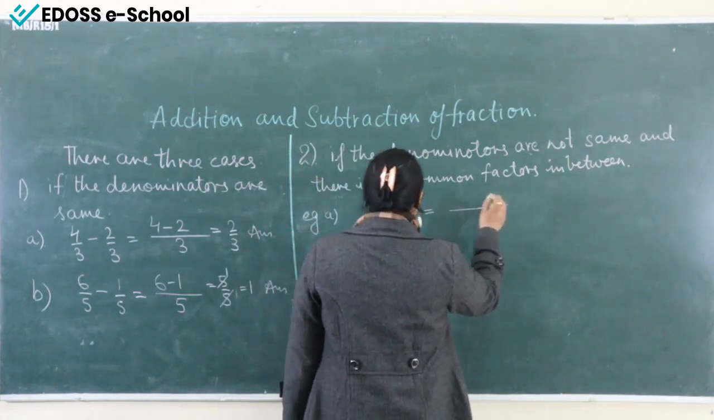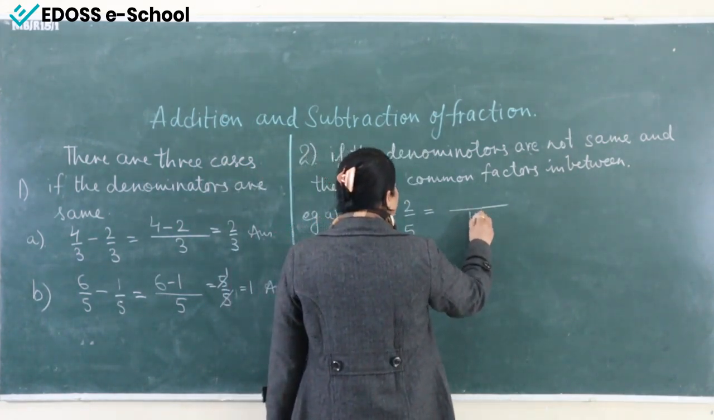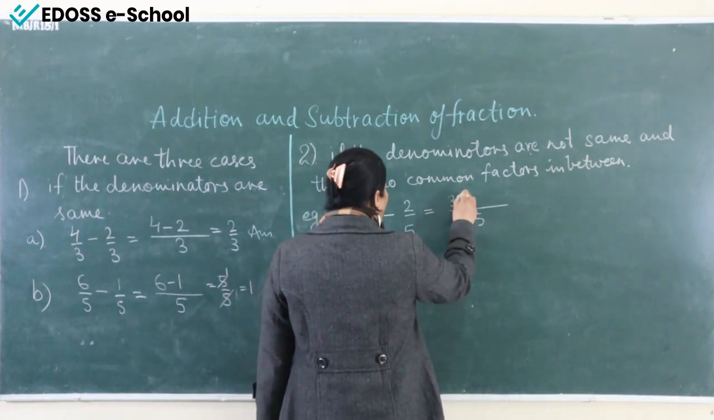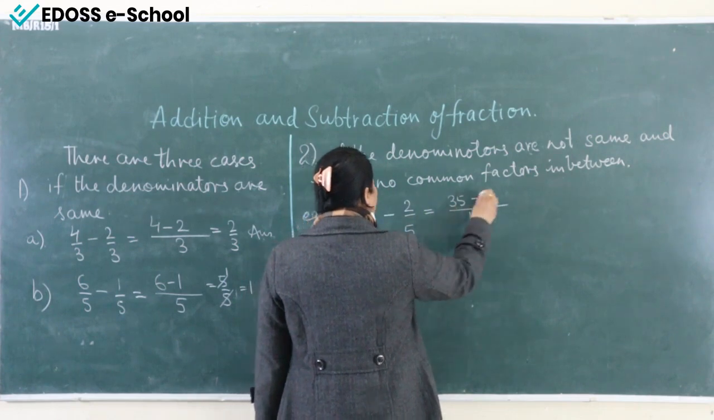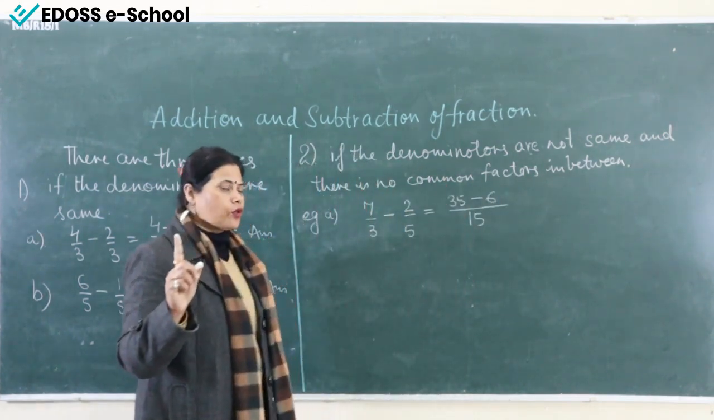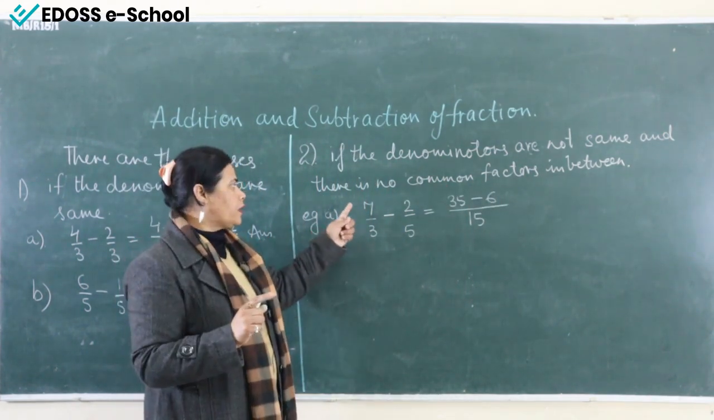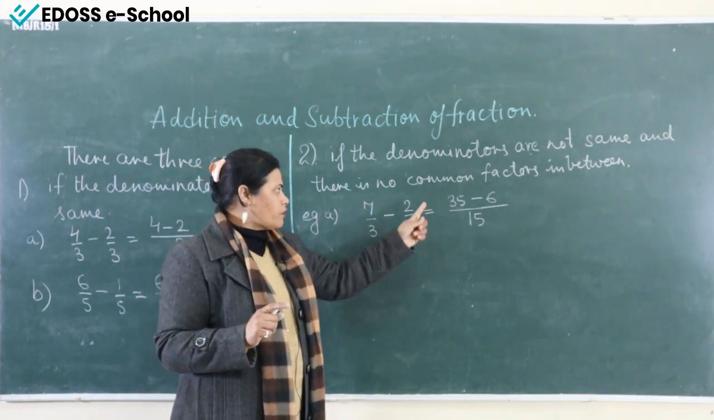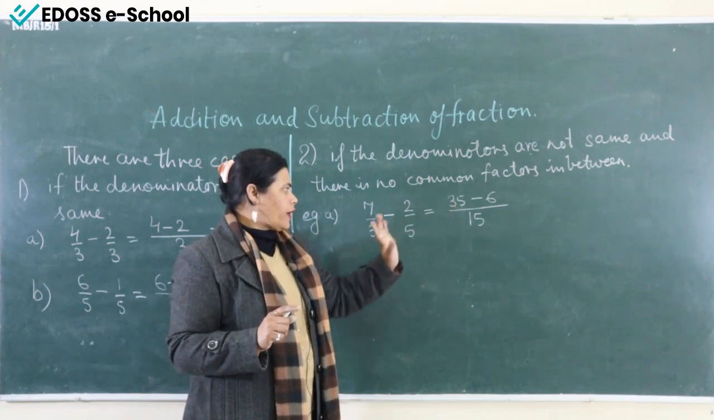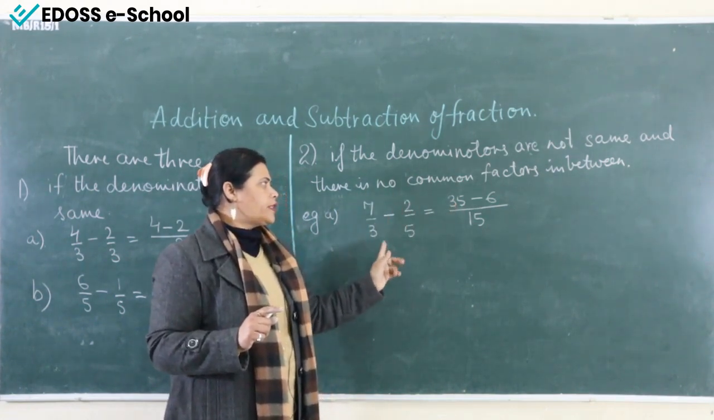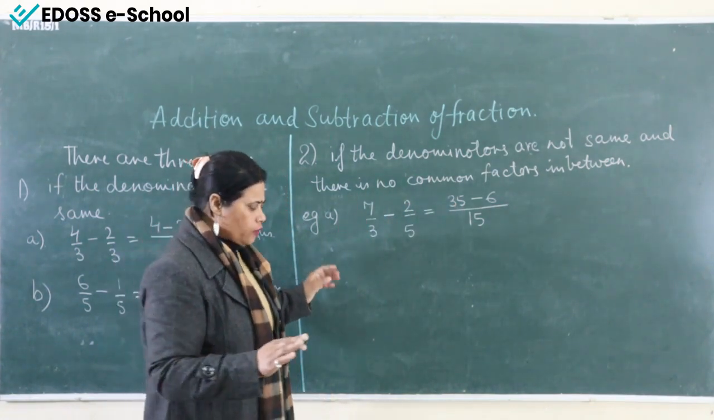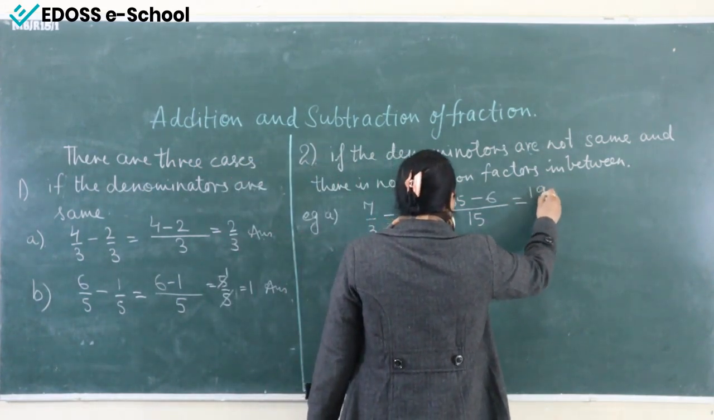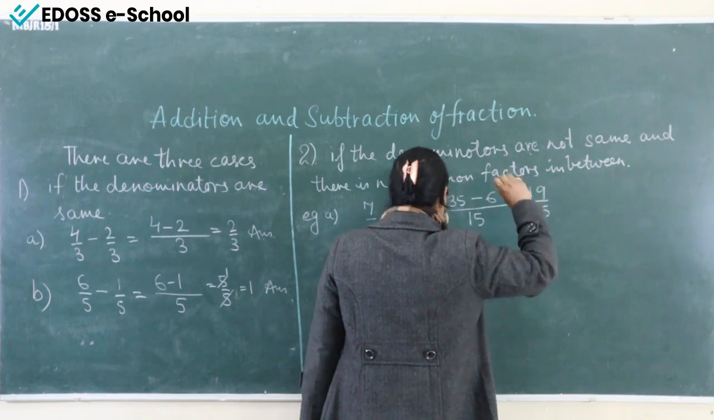Simply you will do 5 3s are 15, and for the numerator it is cross multiplication: 7 5s are 35, and minus 2 3s are 6. But remember one thing, you will take the first numerator with the other denominator. You do the cross multiplication with this, 7 5s are 35, and for the second one, 2 3s are 6. It's a very simple calculation. Subtract these numbers.